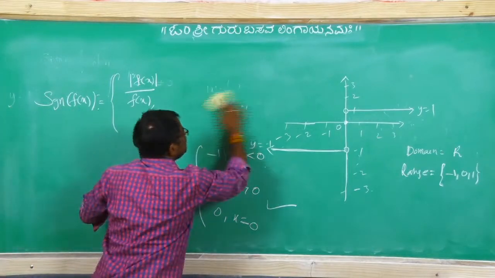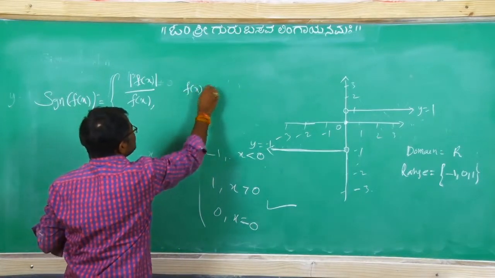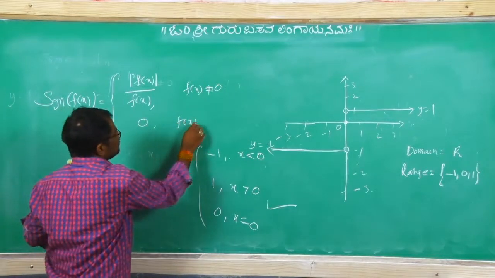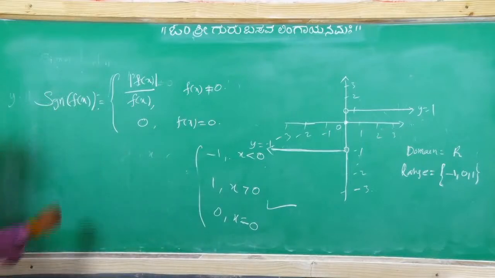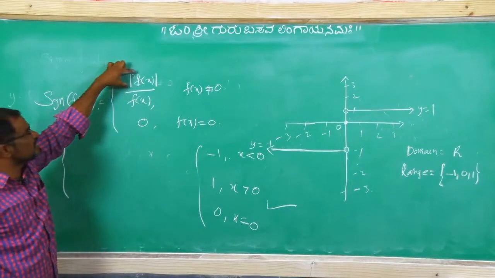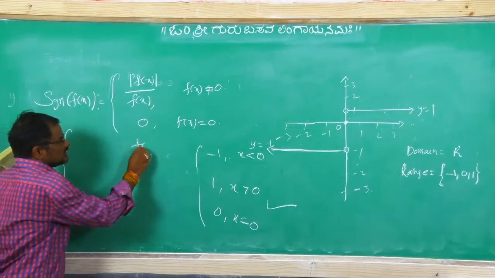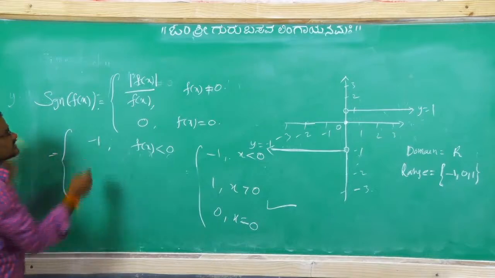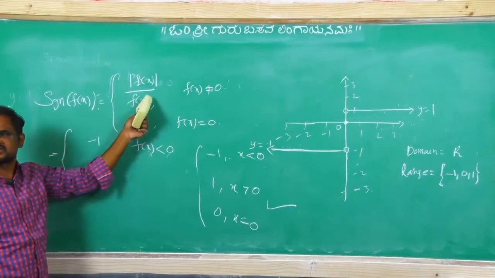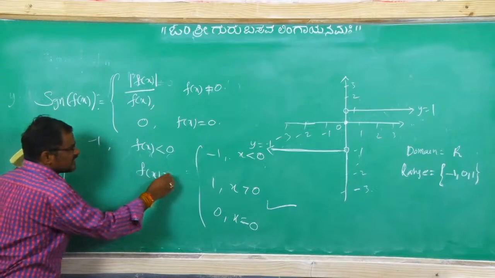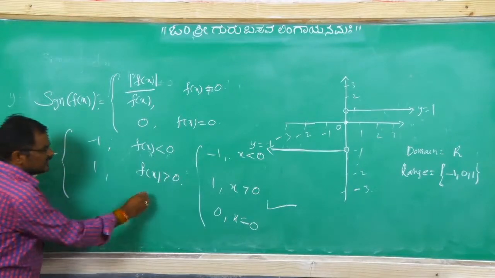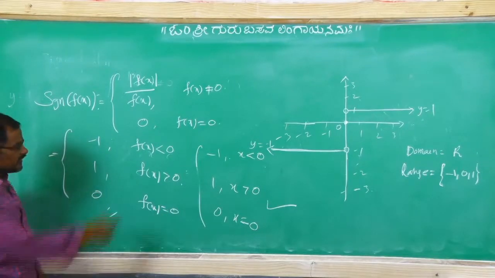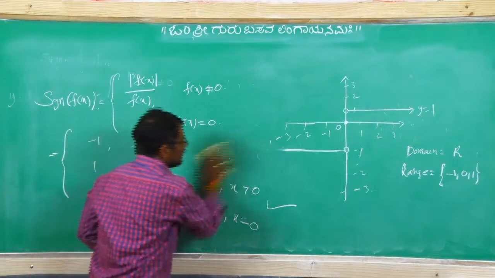Whenever modulus of f of x is not equal to 0, and 0 whenever f of x equals 0, you take it. Now, suppose f of x is less than 0, what will we get? Minus 1 we will get, because minus f of x by f of x gets cancelled. Whenever f of x is greater than 0, we will get 1. Whenever f of x equals 0, we will get 0. That's it. In place of x, we got f of x, that's it.